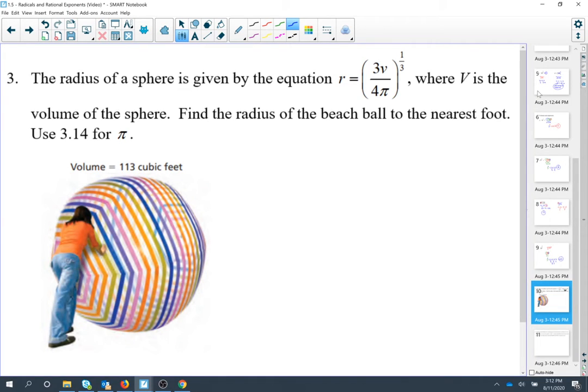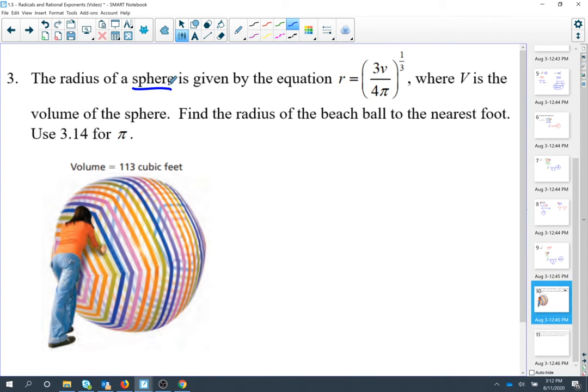Example number 3. The radius of a sphere is given by the equation r equals the quantity 3v divided by 4 pi, all to the 1/3 power, where v is the volume of the sphere. Find the radius of the beach ball to the nearest foot. Use 3.14 for pi. Now, a couple things before we get started.